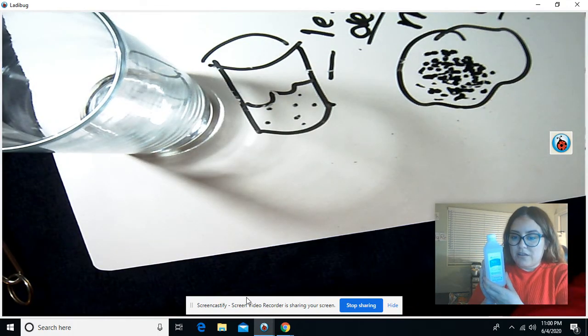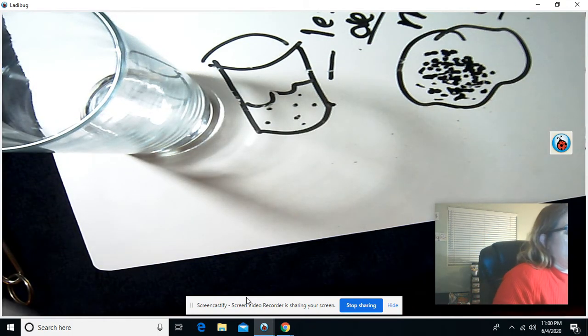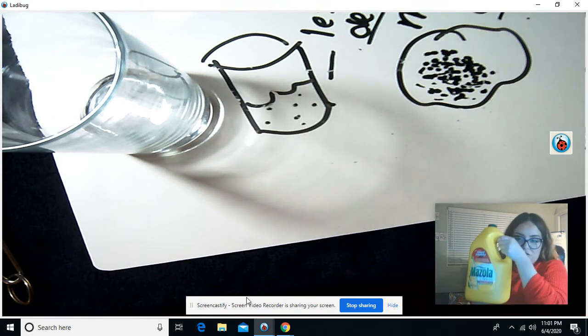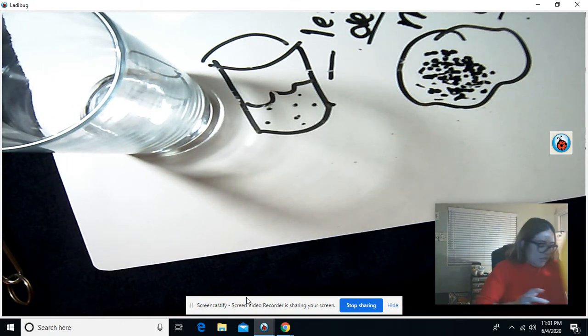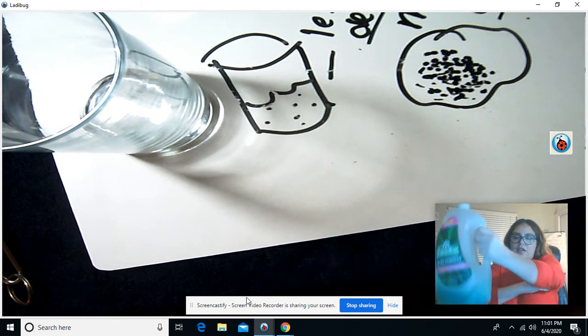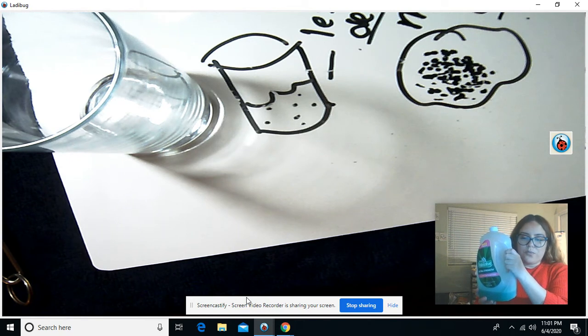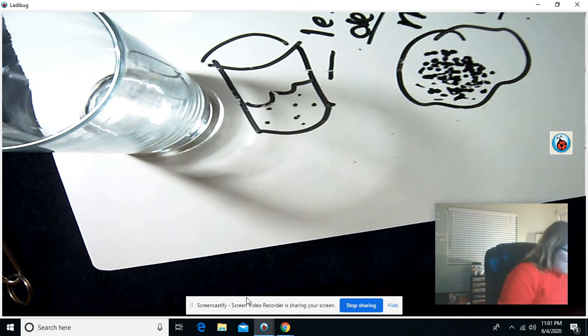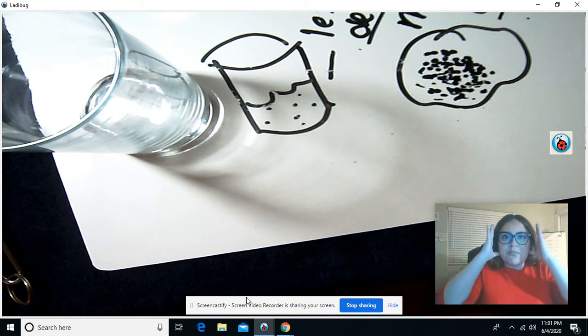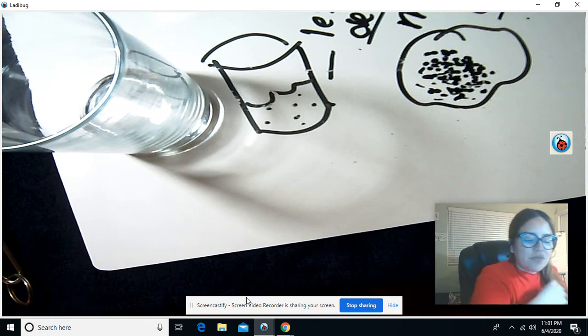We have rubbing alcohol. We have vegetable oil or corn oil, cooking oil. And we have some dish soap. Which one of those do you think is going to go all the way to the bottom, and which one do you think is going to go all the way to the top? I want you to make your prediction right now.